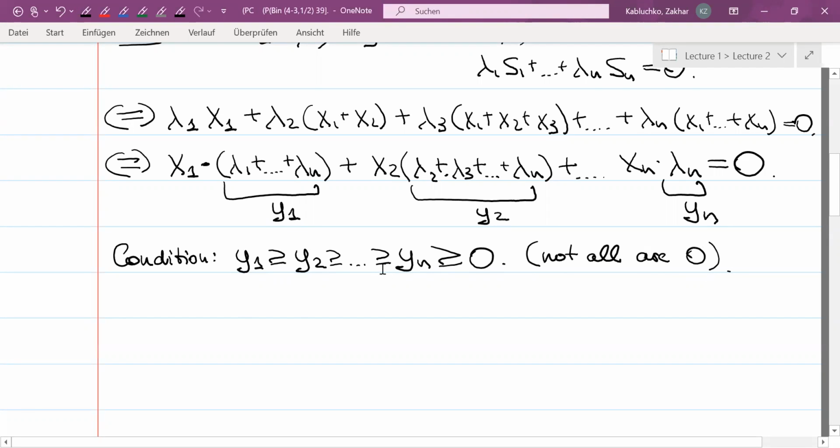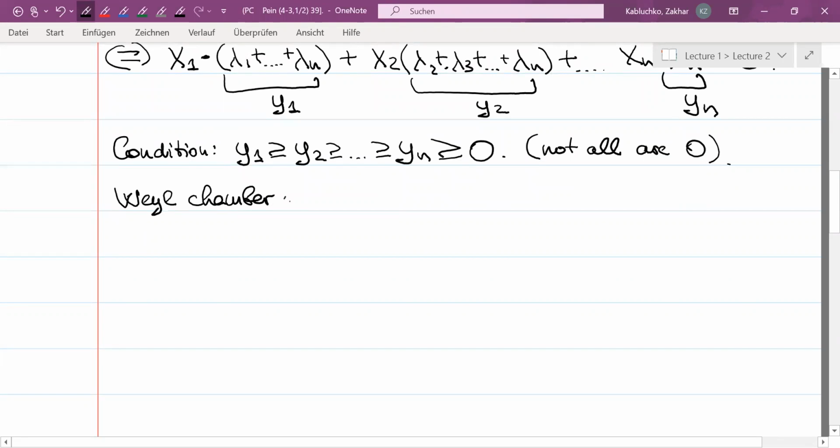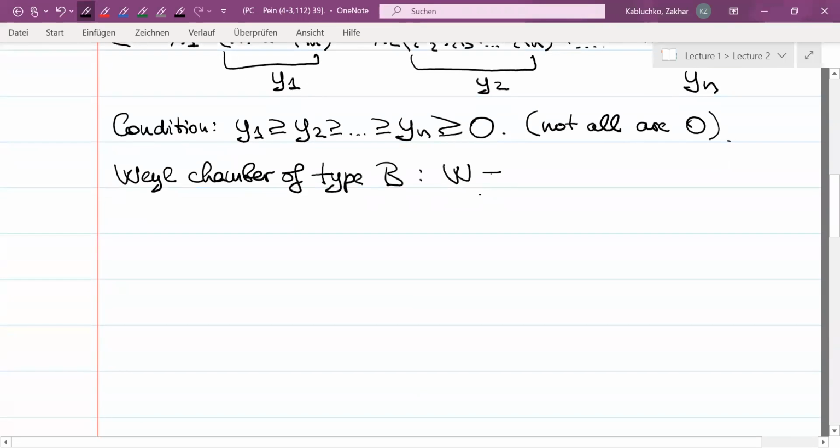And now we can denote the set of all such tuples by W. It is called the Weyl chamber of type B. So the Weyl chamber of type B, denoted by W, is the set of all y in R^n such that y1 greater than ... greater than yn greater than 0.